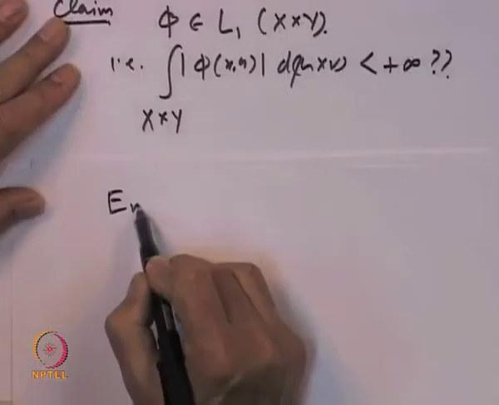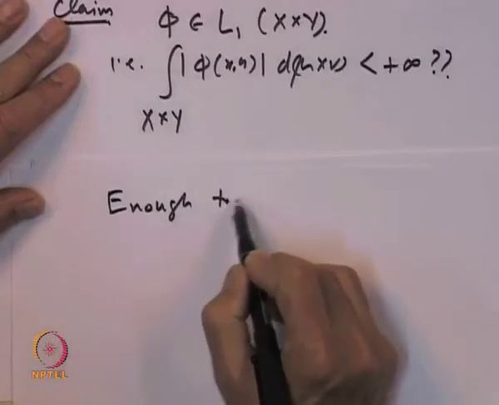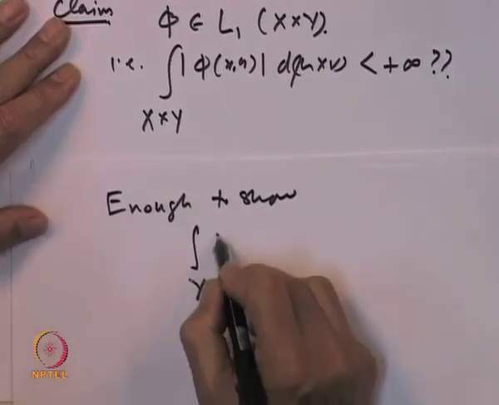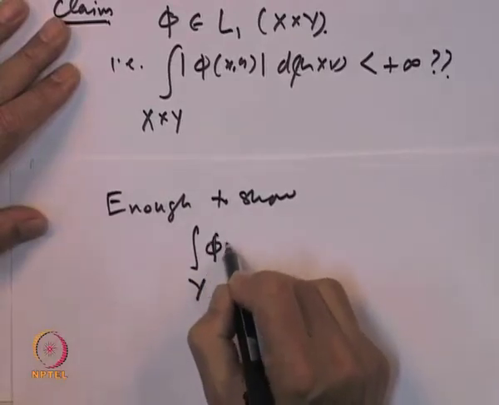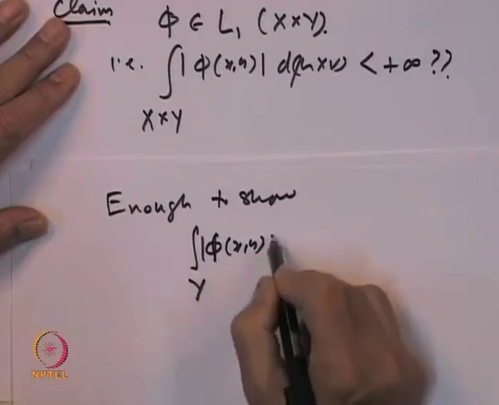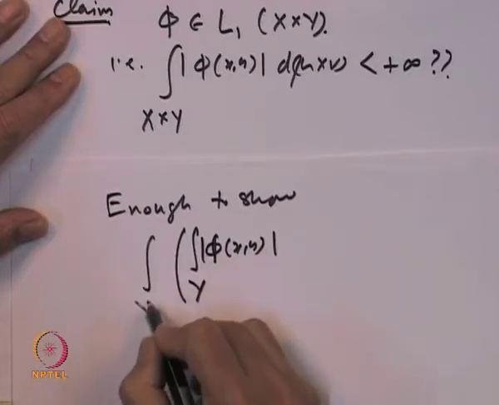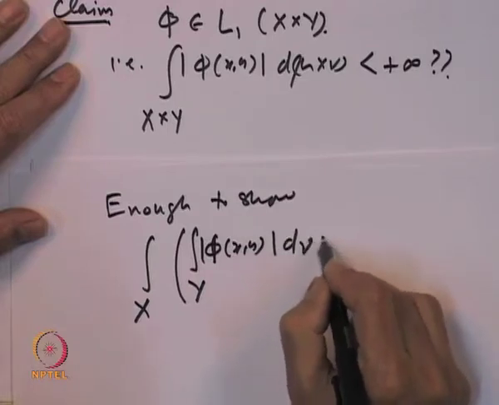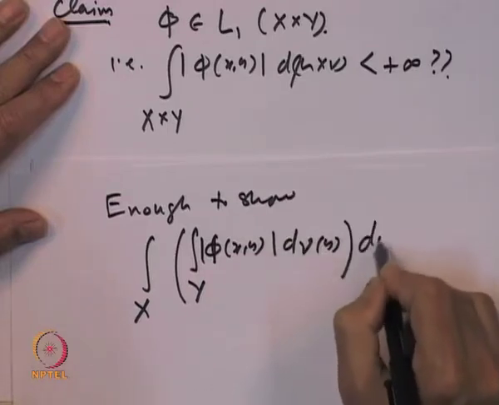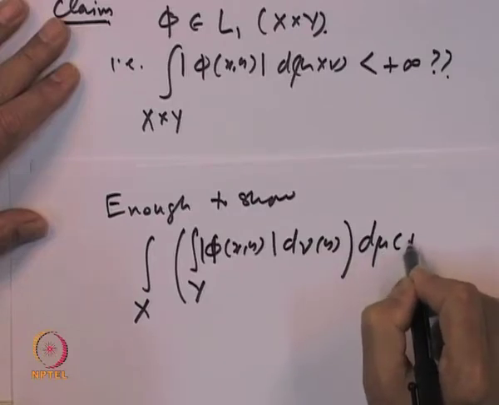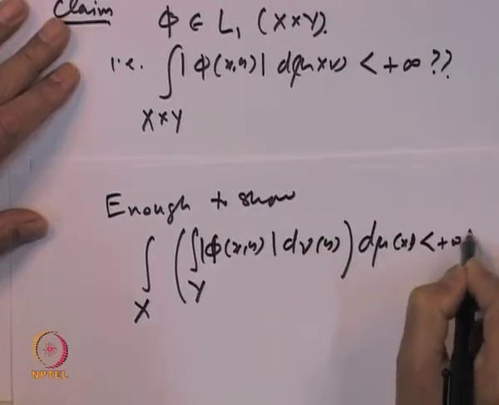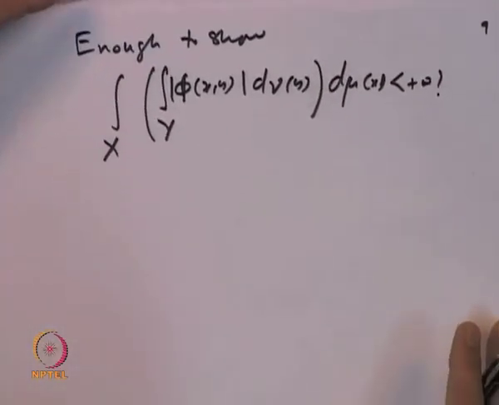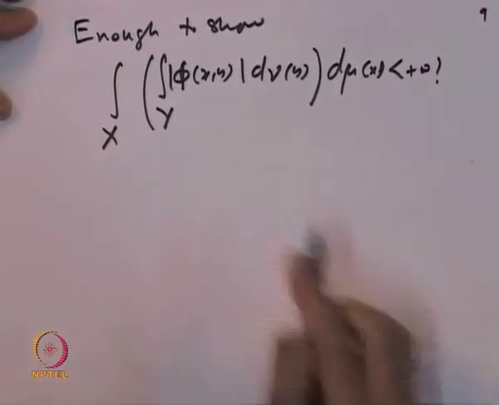So, it is enough to show, say for example, that the integral with respect to y of phi x y, integral with respect to x, this is d nu of y, d mu of x, is finite. So, it is enough to prove that this is finite. Okay. But let us compute what this quantity is.